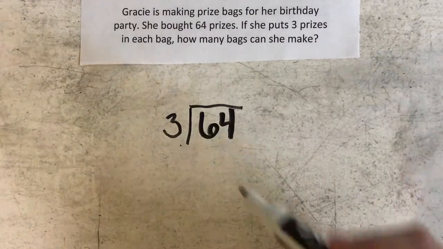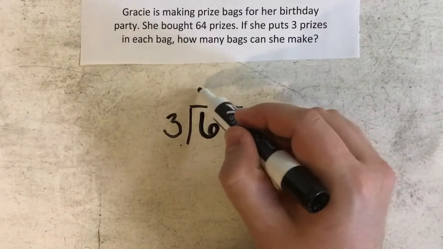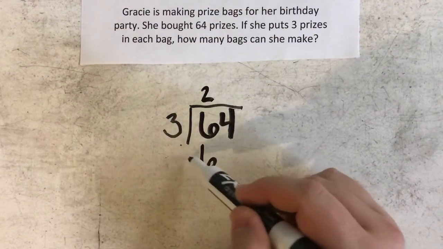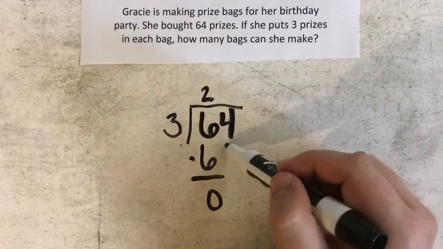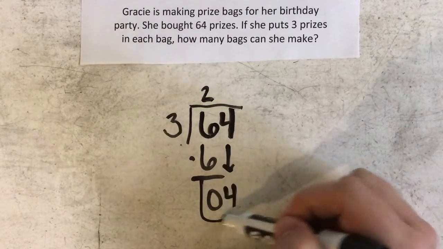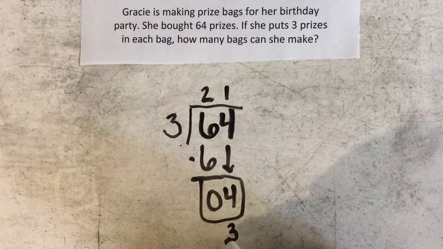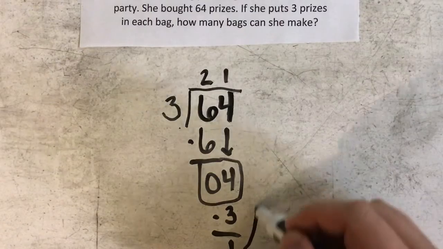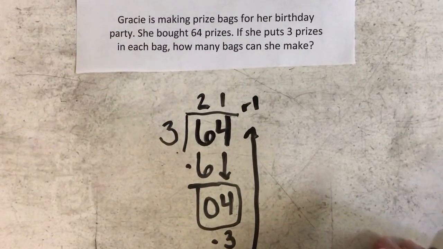So in order to solve this, I'm going to solve it normally. I would divide 3 into 6. 3 goes into 6 2 times. 2 times 3 is 6. And when I subtract, there's nothing left over. Bring down my 4. 3 goes into 4 1 time. 1 times 3 is 3. And when I subtract, there's 1 left over. So I have a remainder of 1.